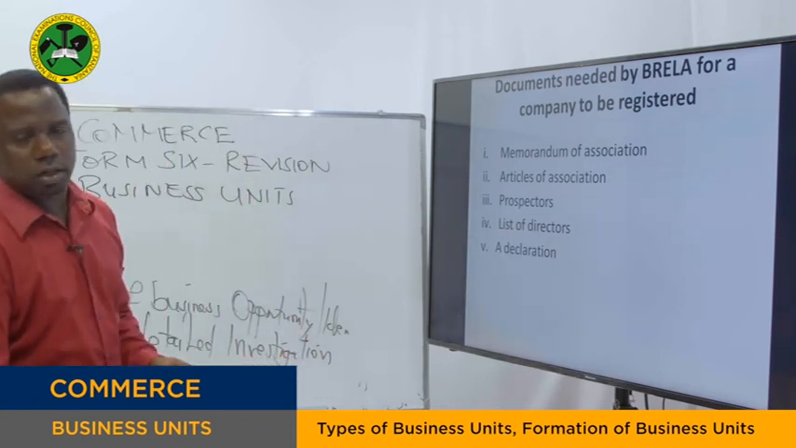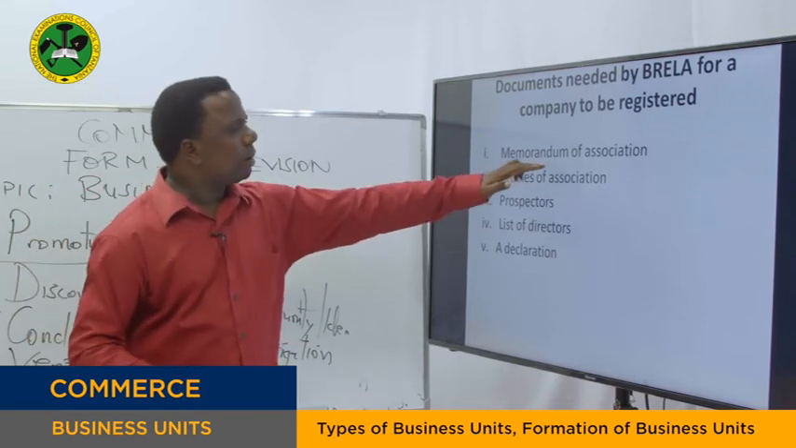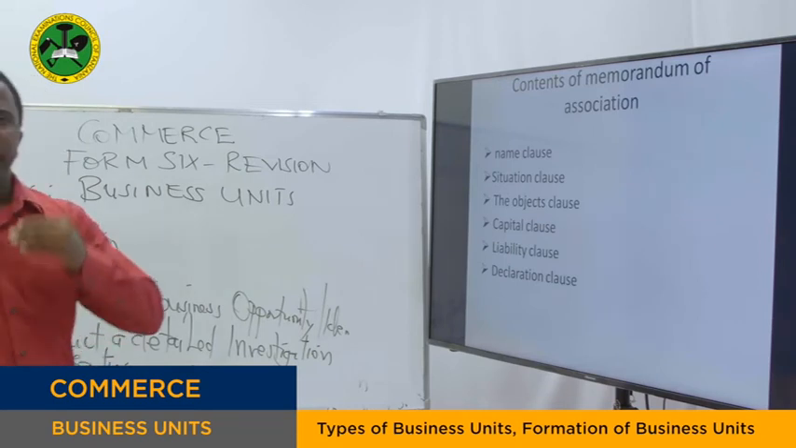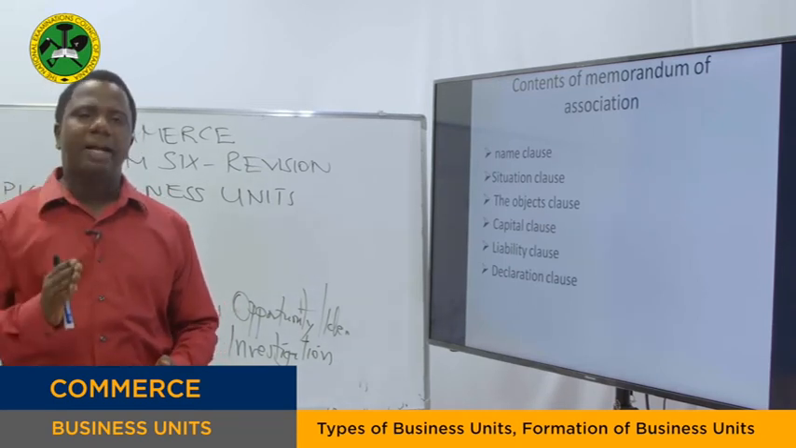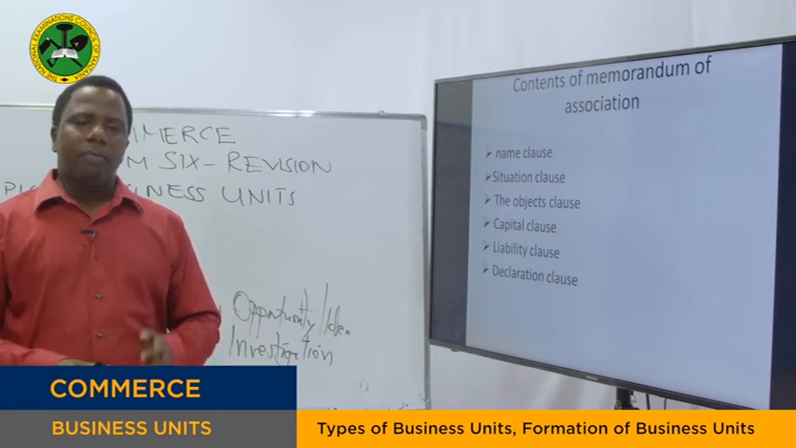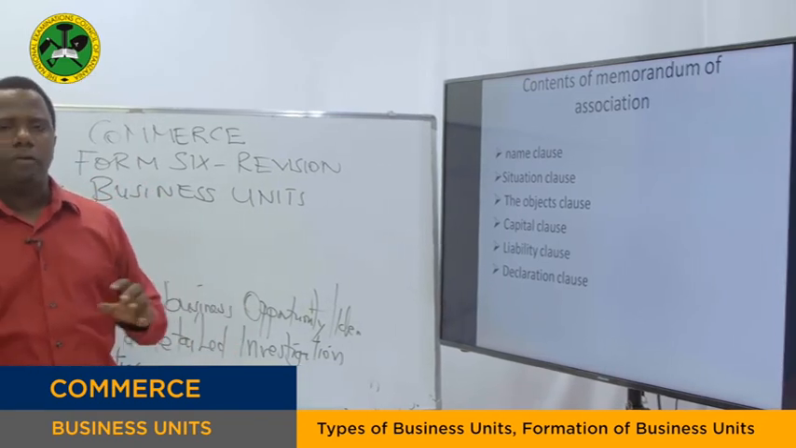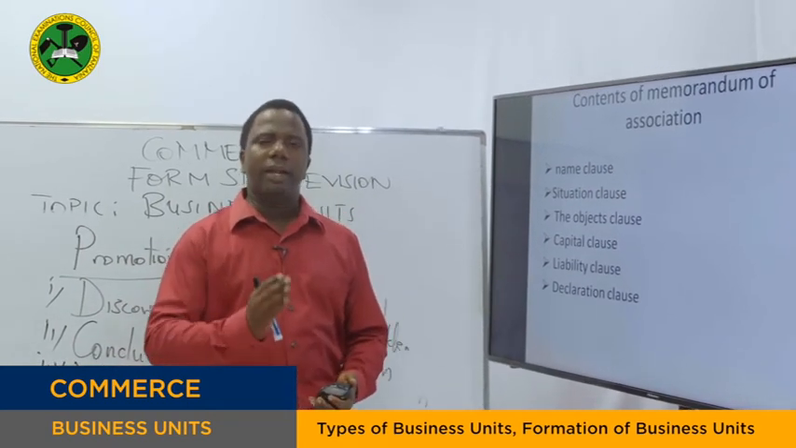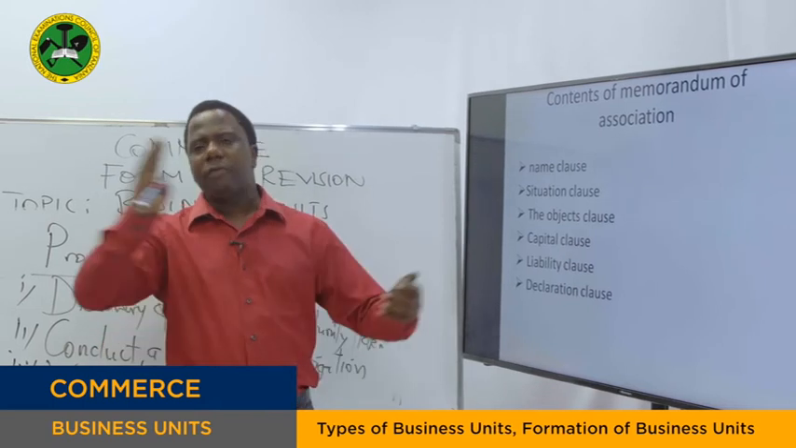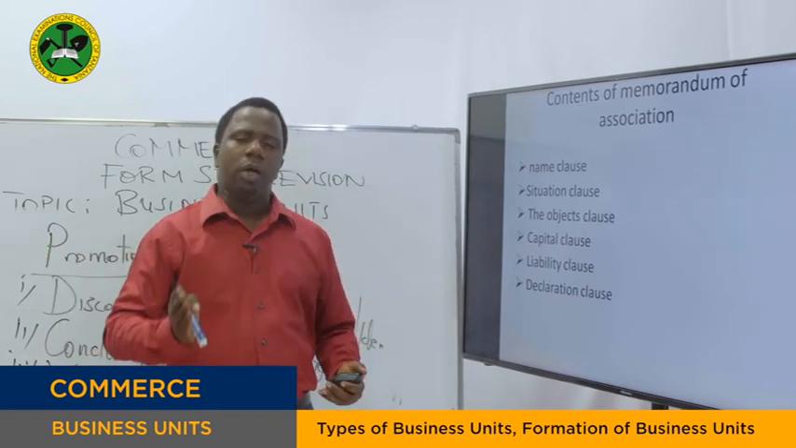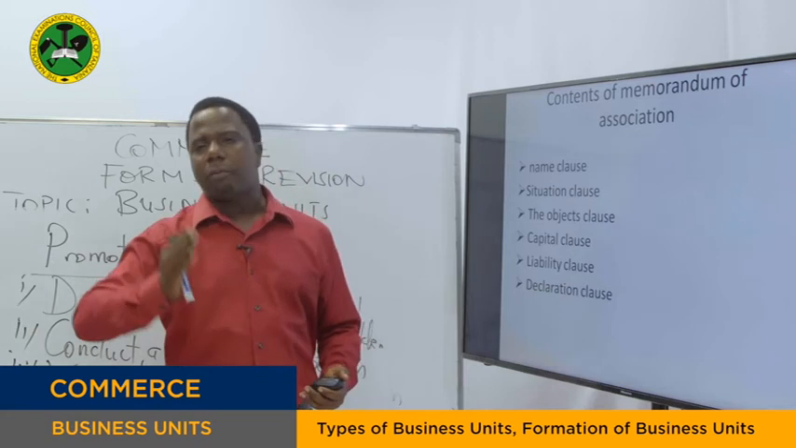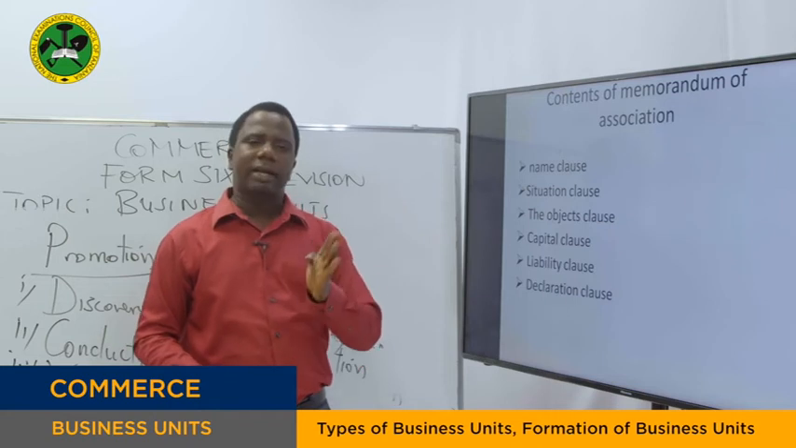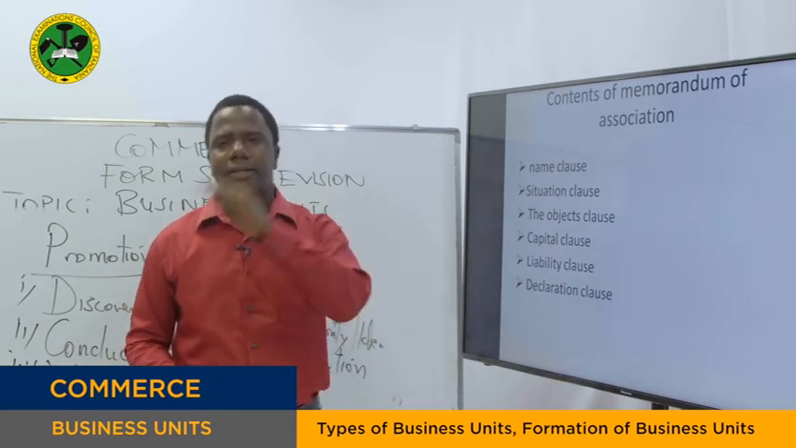Now let's have a look at this document, Memorandum of Association. What are the main contents in Memorandum of Association? The main contents are as follows. One is the name clause. This shows the name of a company, because you have different companies, so you have to distinguish your company from other companies using your name. The name of that company will make a clear distinction between this company and that company.